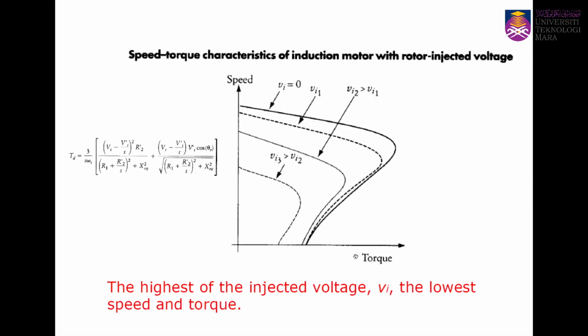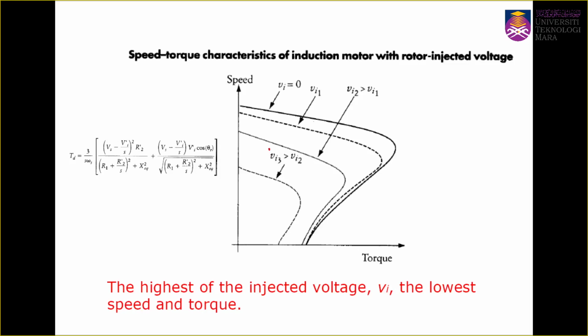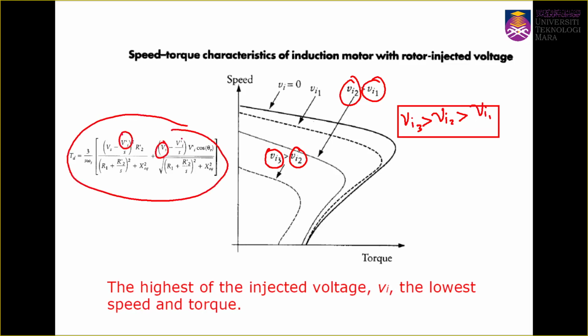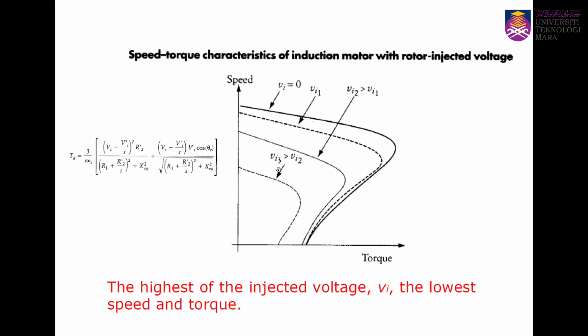If you analyze further, now we have VI3 higher than VI2, and VI2 higher than VI1. So VI3 is higher than VI2 and also higher than VI1. When you plot this and change the VI, you can see these characteristics appear here, where the highest voltage injection gives the highest speed.